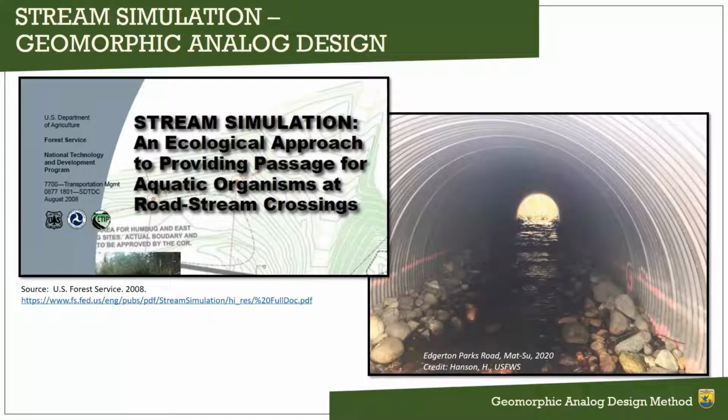This culvert survived the 2012 100-year flood, and the picture was taken in 2020. So we see that the banks have remained in this culvert, and we still have a low flow channel and a nice water is staying on the surface of this channel, which is what we want to see.